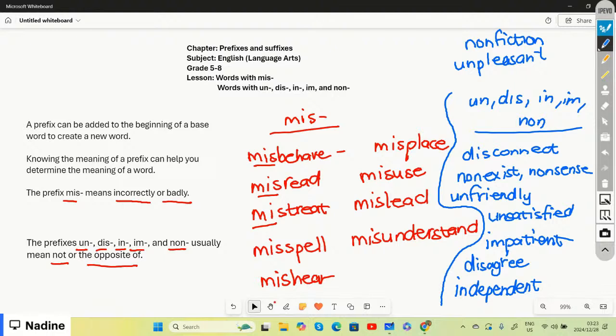Then we have unsatisfied, someone or something that is not satisfied with something or someone. Impatient, the opposite of patient. You have zero patience. Disagree is the opposite of agree, meaning that you do not agree. And then we have independent, which is the opposite of dependent. Independent is where you can do everything on your own, you stand on your own. Whereas the opposite of independent is dependent. It's like you are dependent on something or someone.